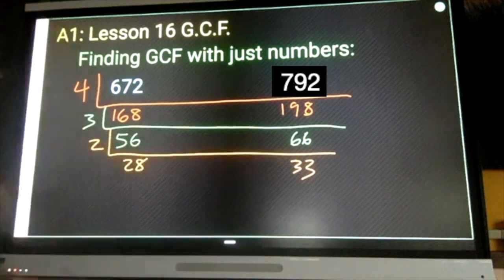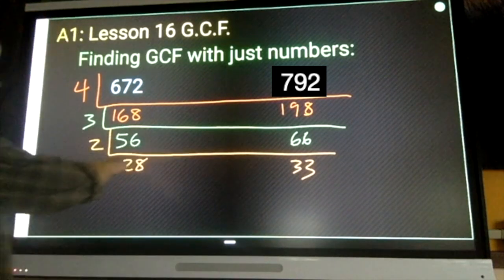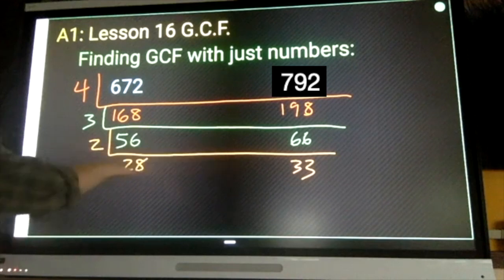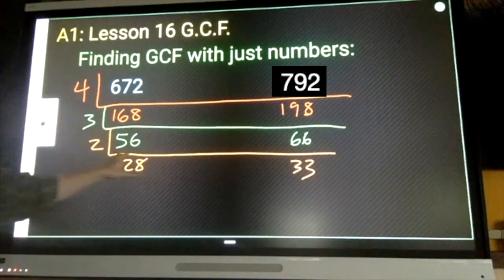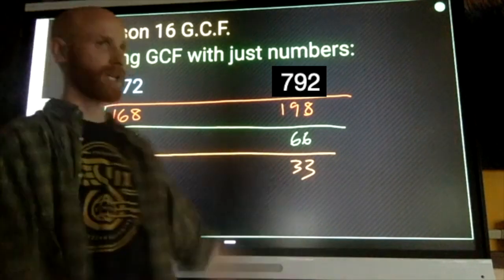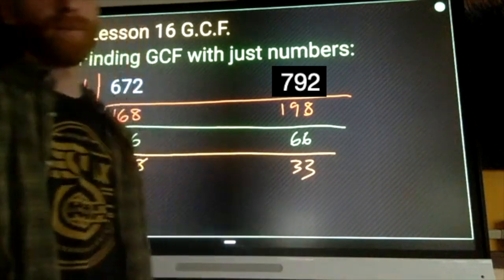All right, so nothing but 1 is going to divide into both of those. So that's when you're done with your process, when there is no common factors between the two of them.